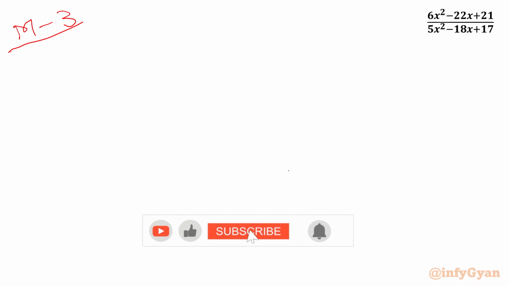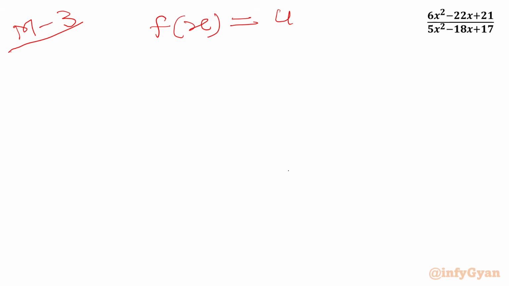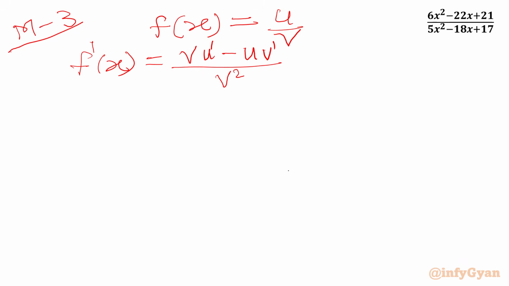Now our method number 3. I will use calculus. Using the quotient rule we will find it. So I will write here, if f of x is equal to u over v, then f dash x must be equal to (v u dash minus u v dash) over v square. Here u is 6x square minus 22x plus 21 and v is the denominator 5x square minus 18x plus 17.